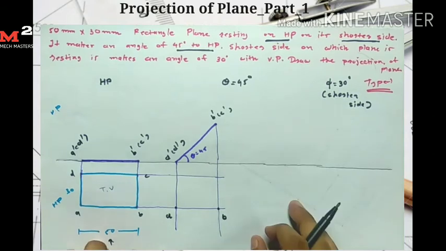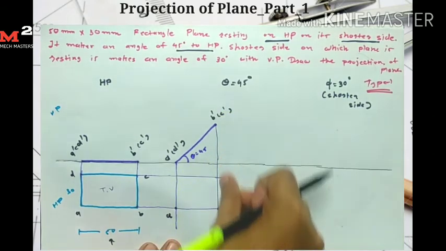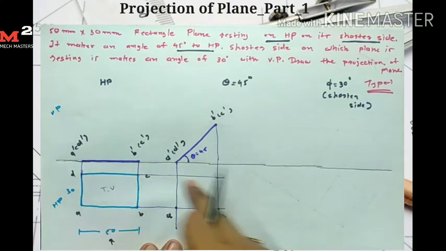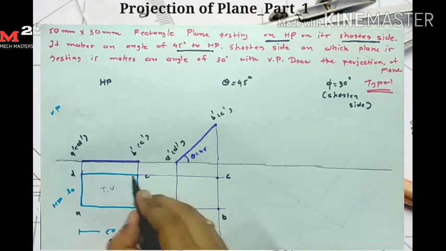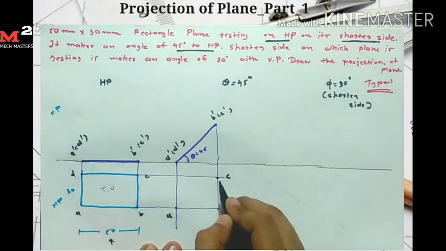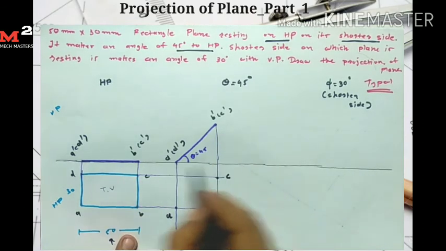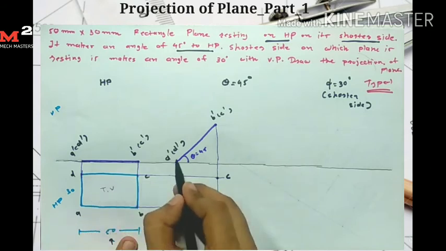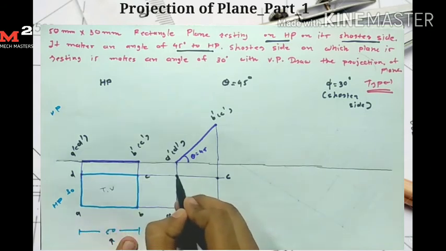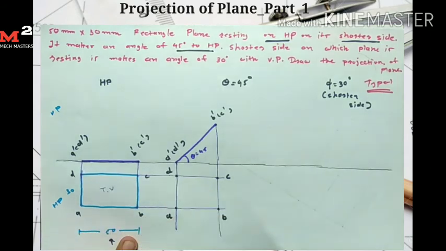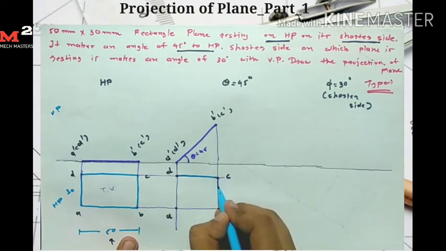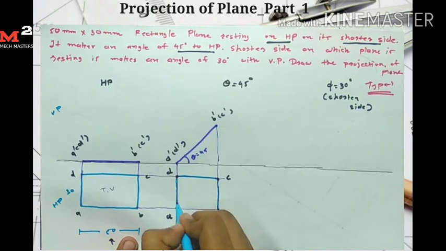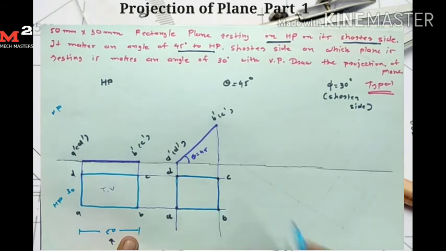For C point, one projection line from here and one projection line from here. So here I get my point C, because both projection lines intersect here. Similarly for D point, one projection line from here and one projection line from here, so here I get my D point. After joining these 4 points, I get my top view for the second stage.